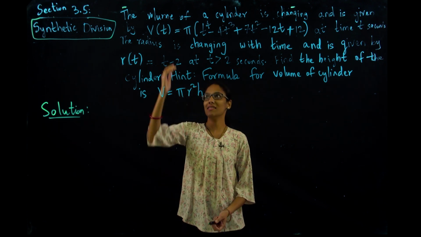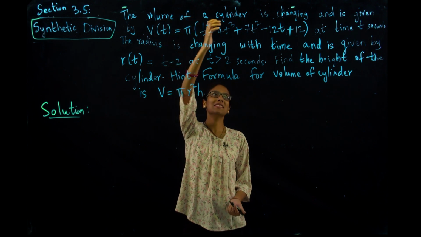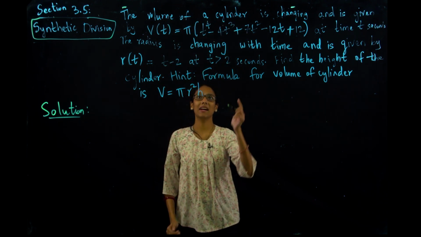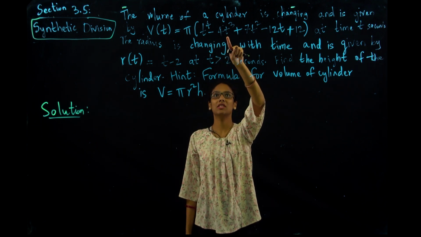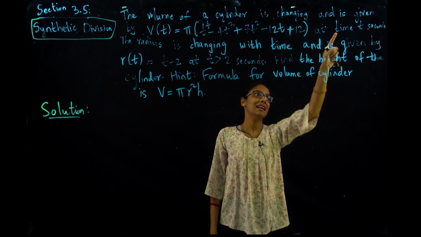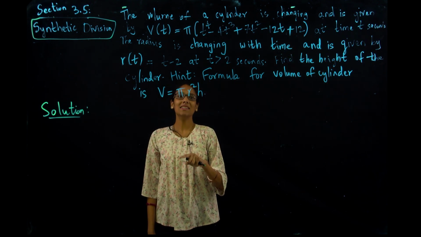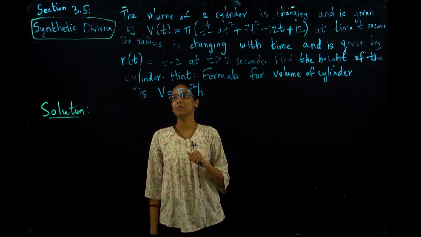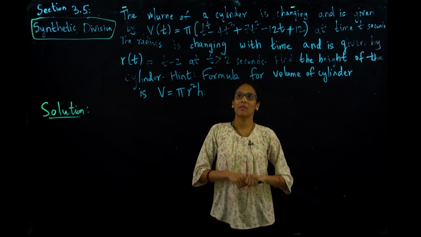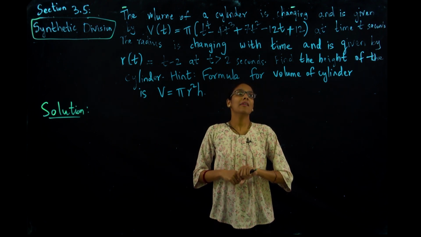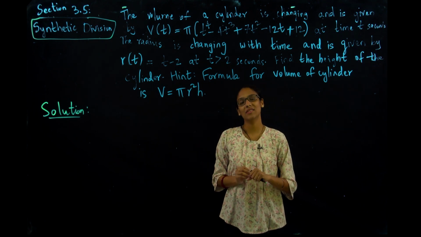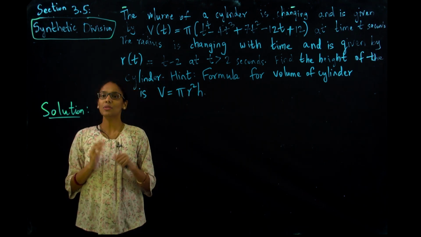This is the video for section 3.5, synthetic division for the pre-calculus course. The problem here is as follows. The volume of a cylinder is changing and is given by V of t equals pi times t to the 4 minus 4t cubed plus 7t squared minus 12t plus 12 at time t seconds. The radius is changing with time and is given by r of t equals t minus 2 when t is greater than 2 seconds. Find the height of the cylinder, and the hint formula for volume of cylinder is given to us. So this is a word problem.